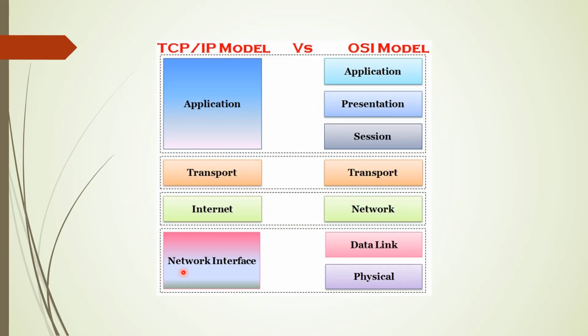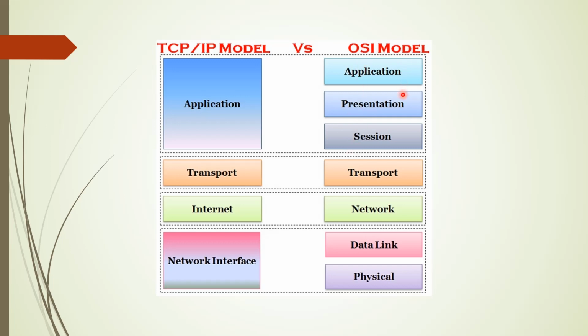Now the difference is that the link layer in the TCP/IP model covers 2 layers of the OSI model, which are the physical layer and the data link layer. So these 2 layers are combined into only one layer, the link layer, in the TCP/IP model. In the same way, the network layer is termed the internet layer, the transport layer is the same in both models, and the application layer of the TCP/IP model contains 3 layers of the OSI model.